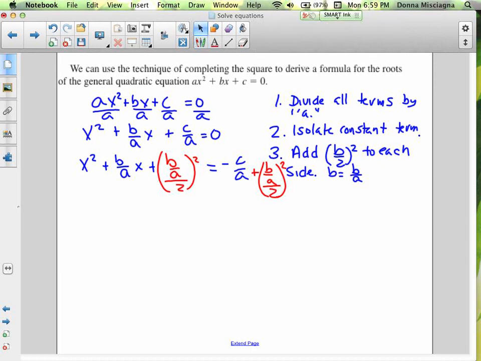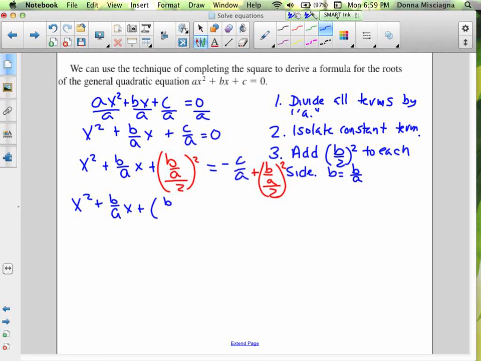Now that would be easier to simplify if we rewrote that a little bit. So remember that dividing by 2 is the same as multiplying by half. So let's just write this a little nicer. And you have x squared plus b divided by a x plus, we'll write it and then we'll square it. B divided by a times 1/2 all squared. That looks a lot nicer. Equals negative c divided by a plus b divided by a times 1/2 all squared.